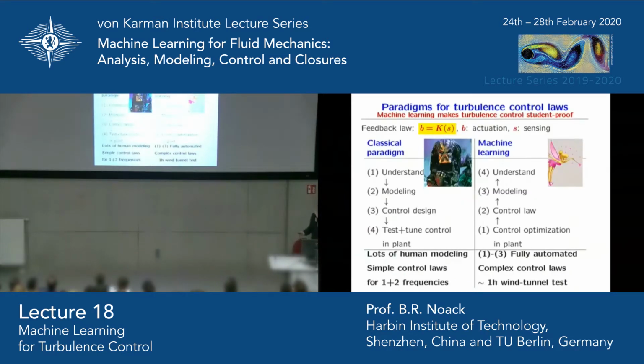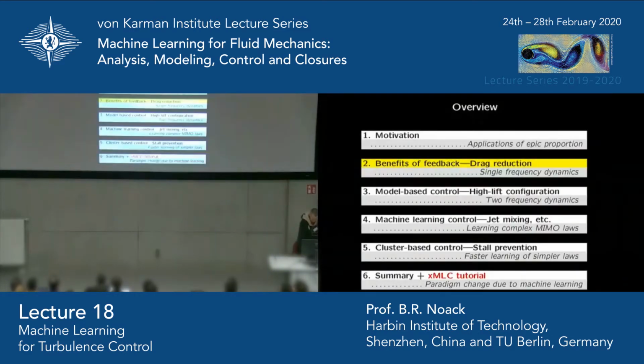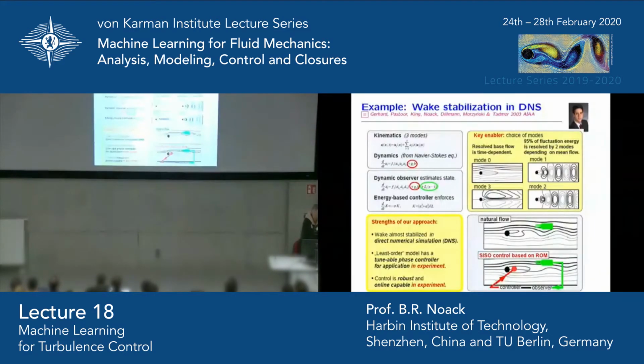And you have seen this slide already, so I will give you more reasons to get inspired by this path, by the machine learning path. I want to show today that you can actually do the control optimization in the plant where you would not be able to do it with a model-based paradigm. So now we look at the benefits of closed loop control.